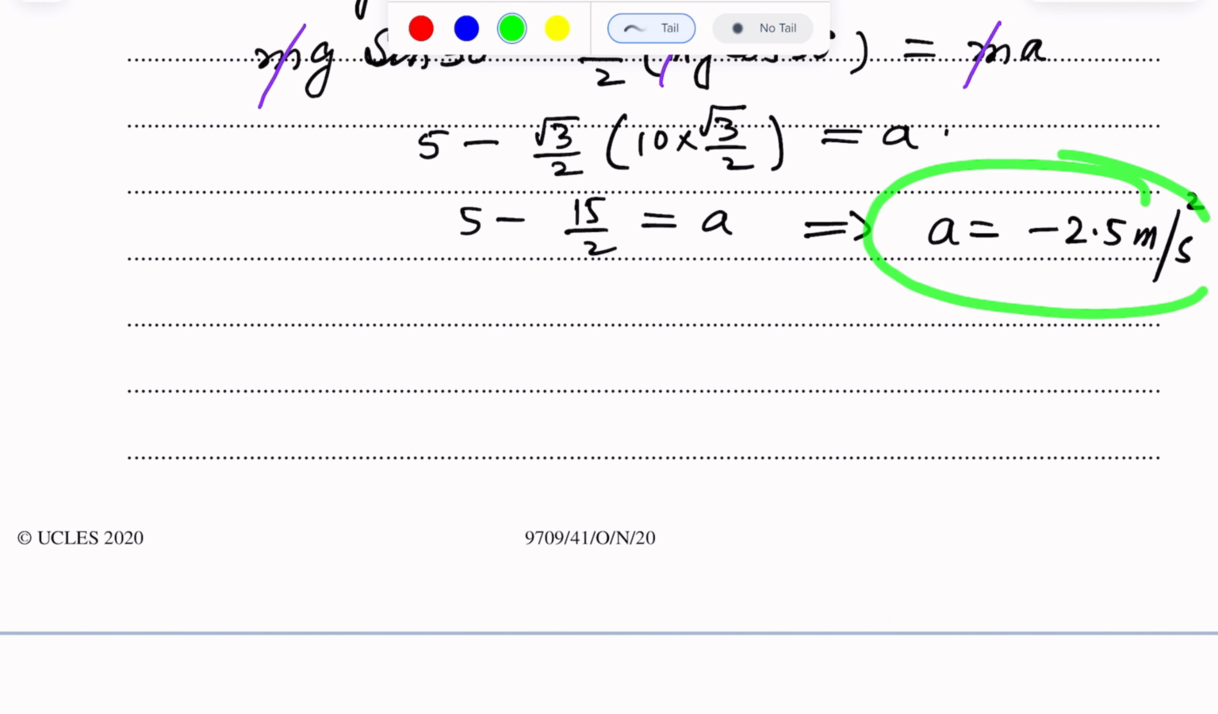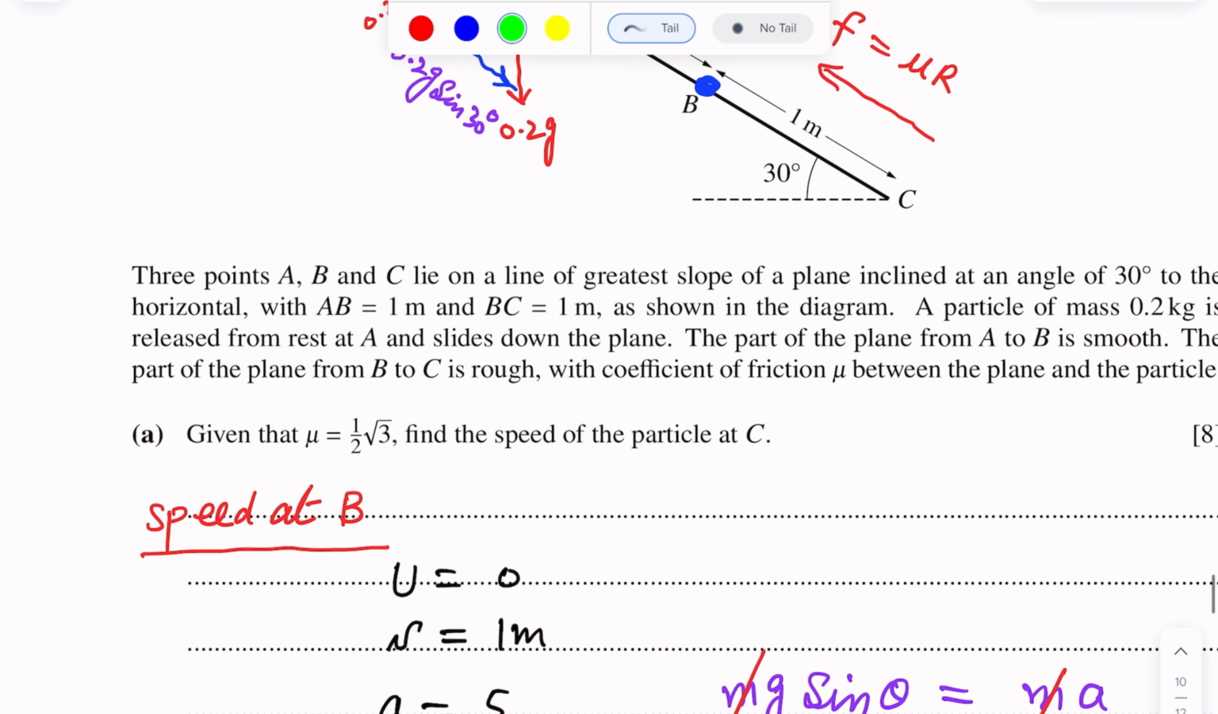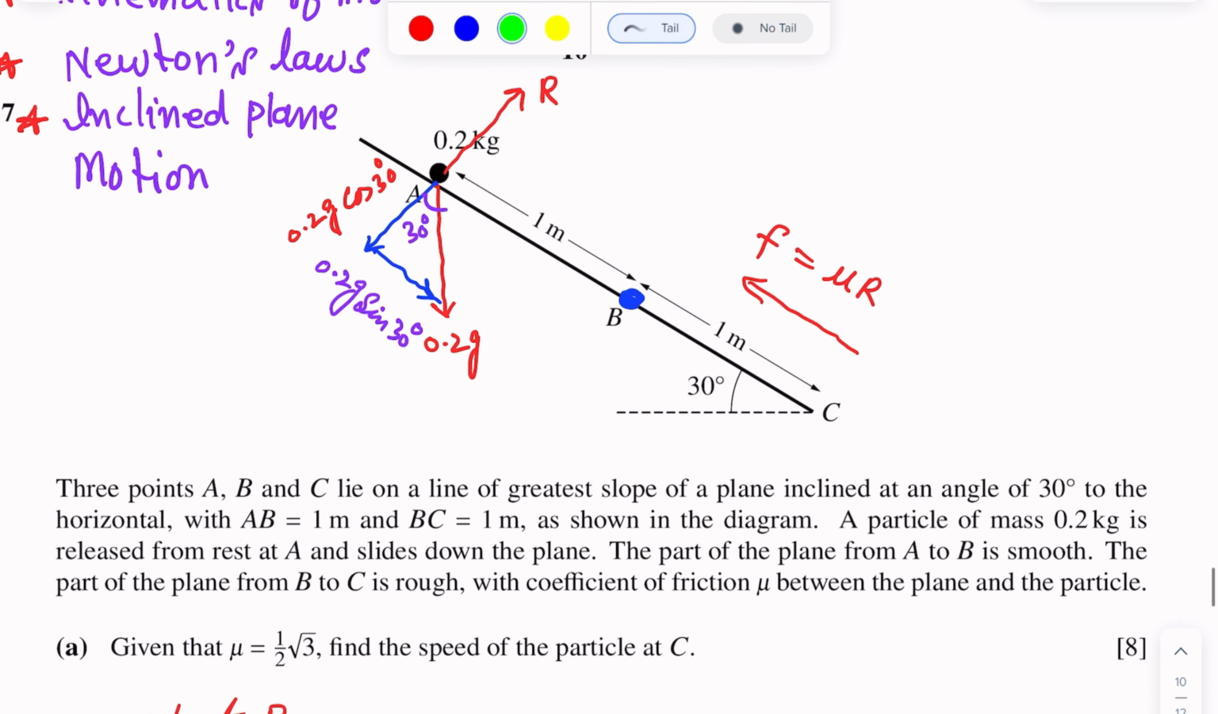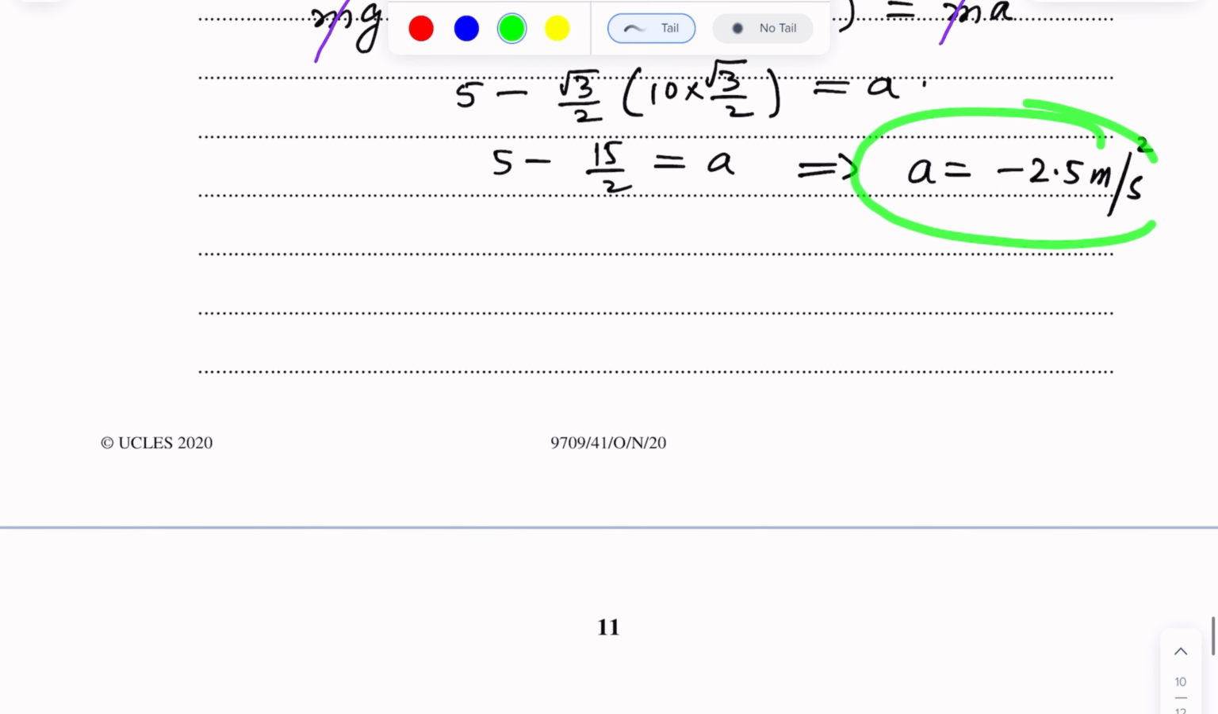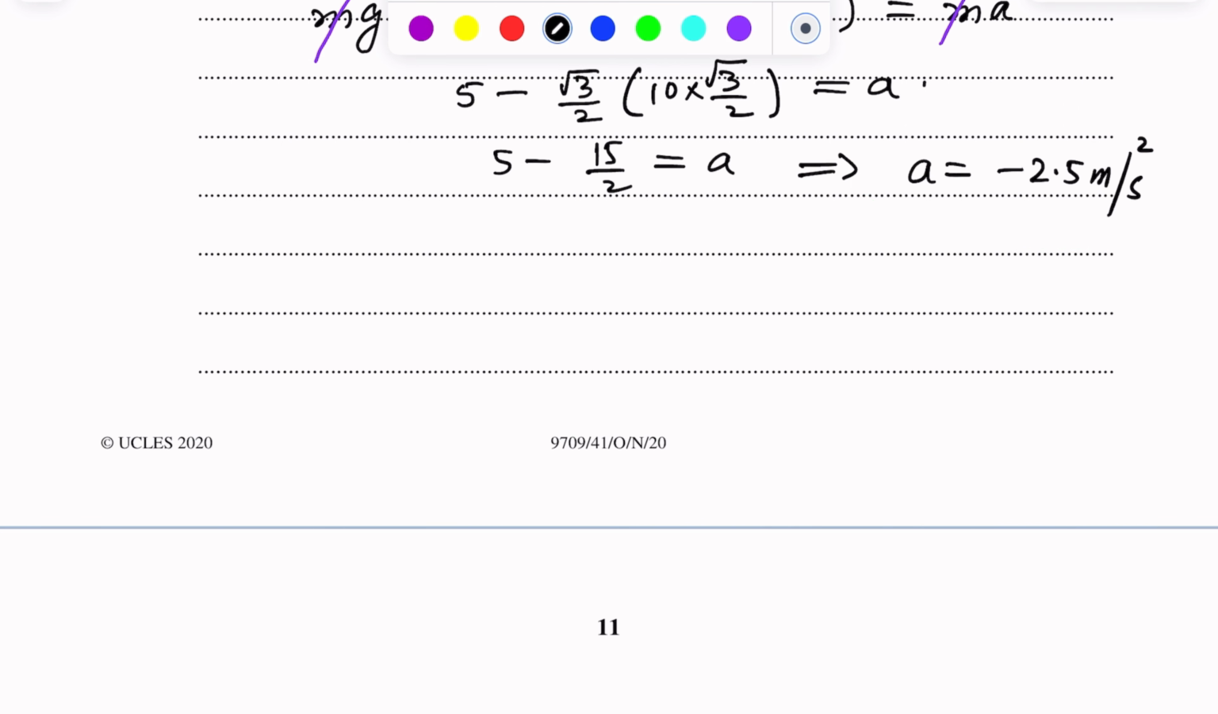Now this is the deceleration of the particle for the motion B to C. We have to find the speed at C. Now we are using this data. Initial speed we have at B. Initial speed is root 10.